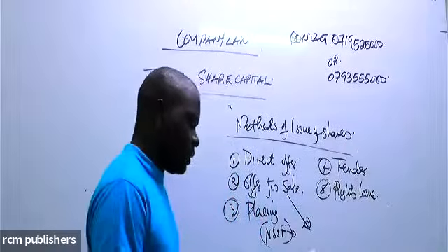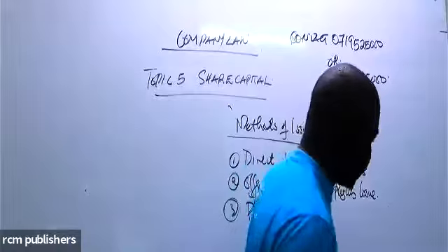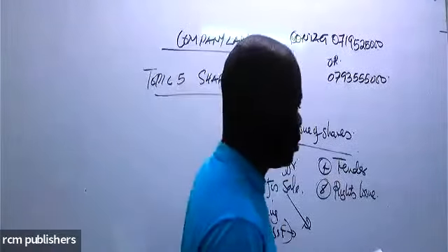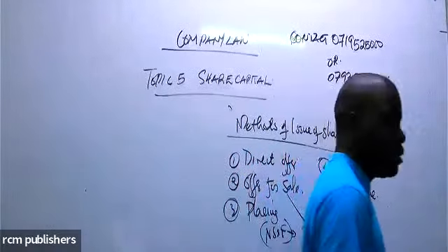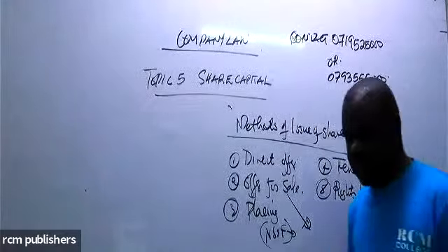Then rights issues. When you talk about a rights issue, you simply take the option of marketing, or convincing the already existing shareholders to buy the shares of the company. So you won't go out there publicly, but you convince the already existing shareholders.